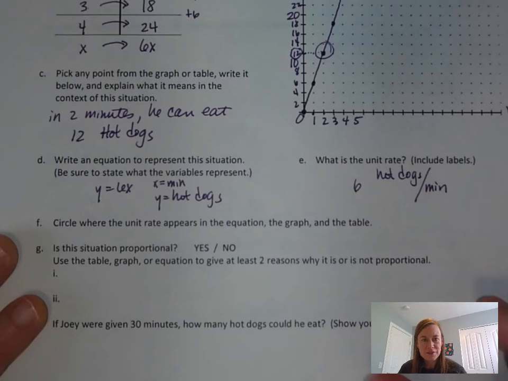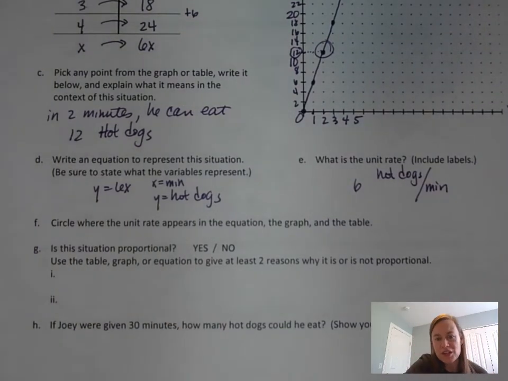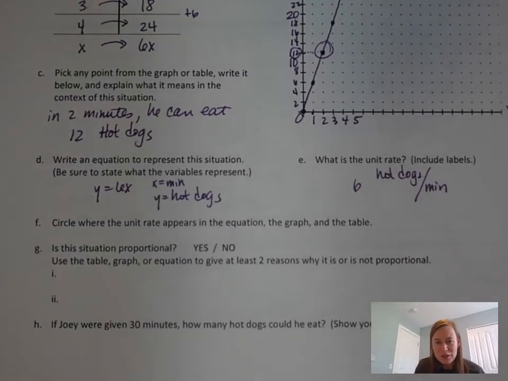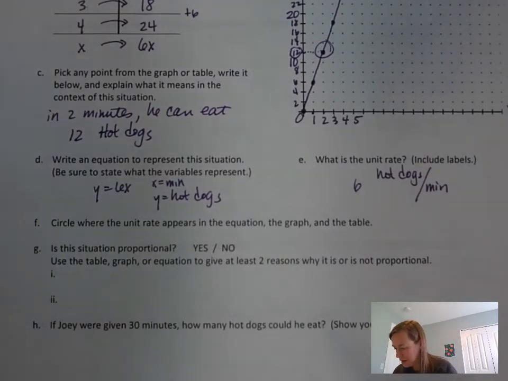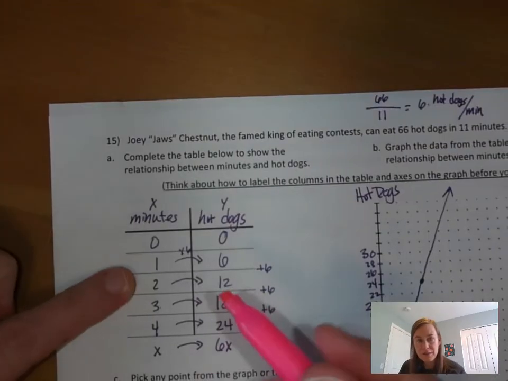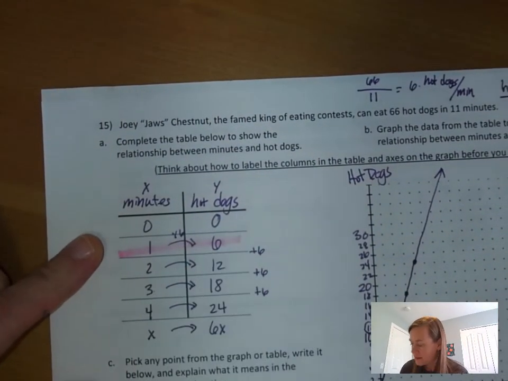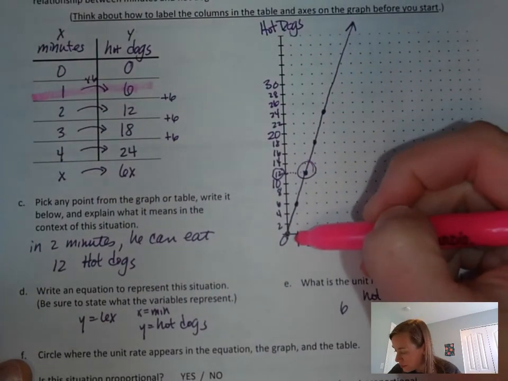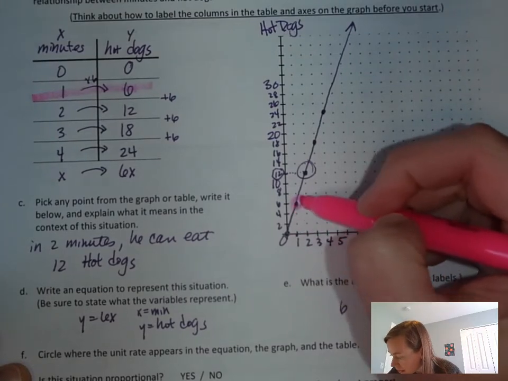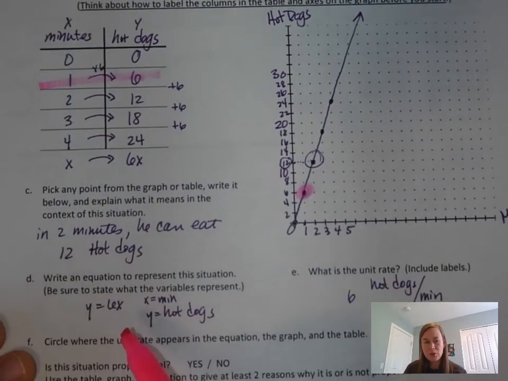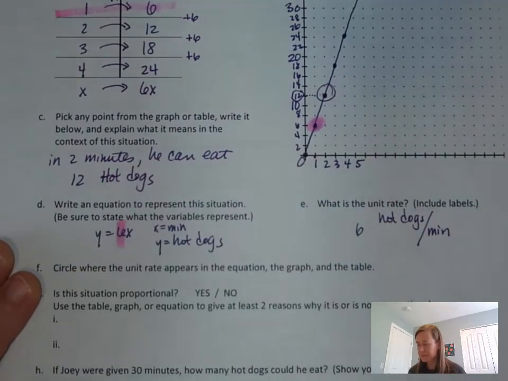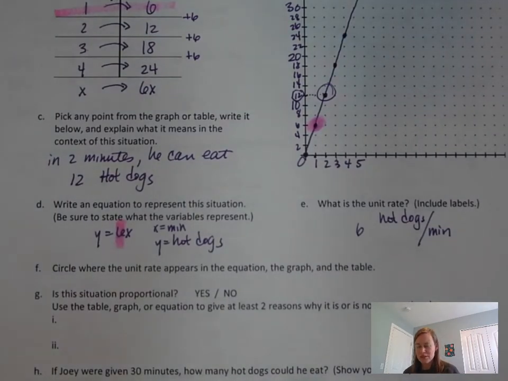Let's go to part F. Circle where the unit rate appears in the equation, on the graph, and in the table. Let me get my highlighter. You're welcome to highlight or do however works for you. Okay. Unit rate on the table is going to be where x is equal to 1. That's right here. Okay? What about on the graph? It's still where x is equal to 1. So follow that 1 up. Oh, there's my dot, so it's right there. And in my equation, the unit rate is the number in front of the x. There you go. So it said equation, graph, table. It looks like we got all of those.